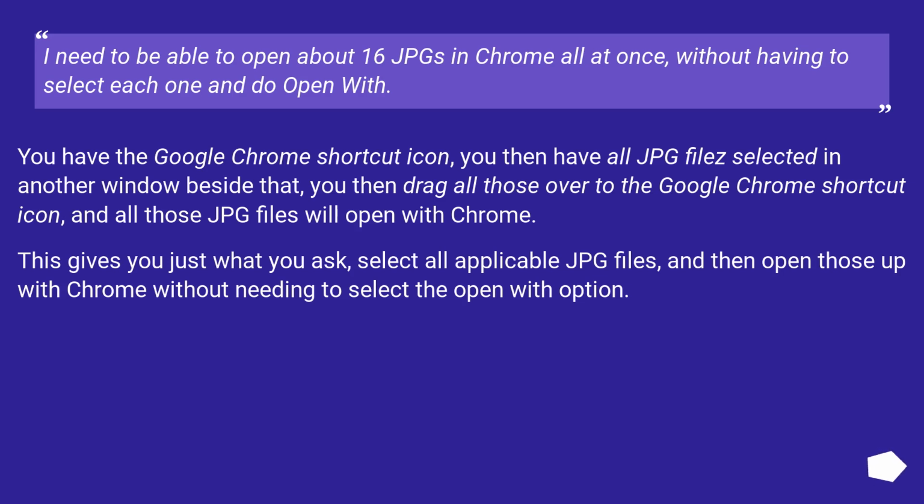I need to be able to open about 16 JPGs in Chrome all at once, without having to select each one and do Open With. You have the Google Chrome shortcut icon. You then have all JPG files selected in another window beside that. You then drag all those over to the Google Chrome shortcut icon, and all those JPG files will open with Chrome. This gives you just what you ask: select all applicable JPG files, and then open those up with Chrome without needing to select the Open With option.